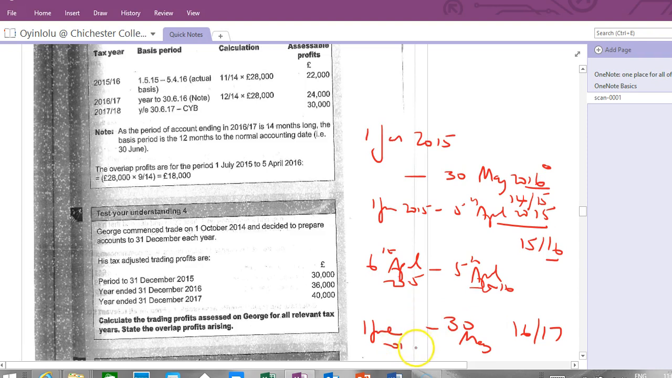So we have 1st of June 2015 to the 30th of May 2016. So you have overlap profits over here. You literally have to find the month in which you're overlapping. So that's what's going on when that period cannot be found in the second tax year, as we can see over here, right? And that's that.